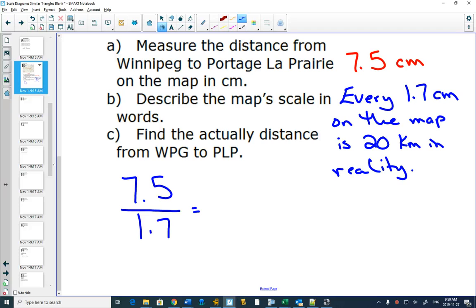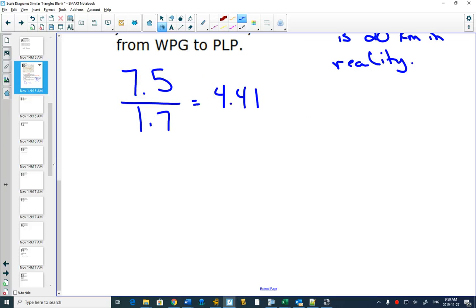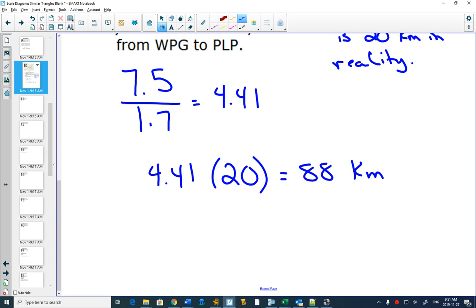And I'll go to my calculator here. 7.5 divided by 1.7 gives me 4.41. And what does each one of those 1.7s represent? 20 kilometers. So if I take 4.41 now and multiply it by 20, we get 88 kilometers.